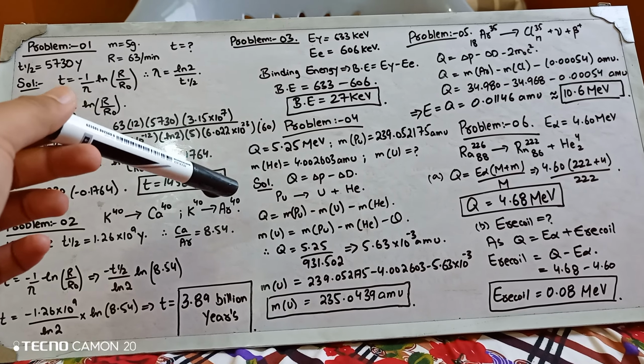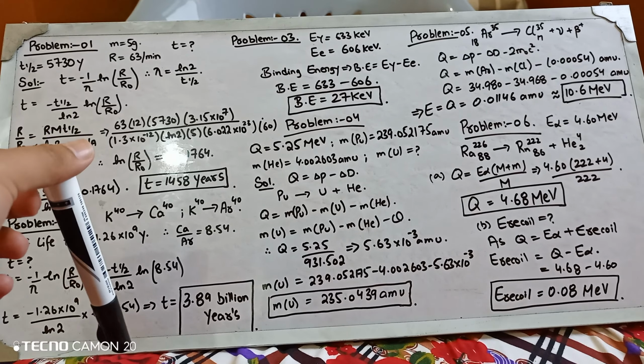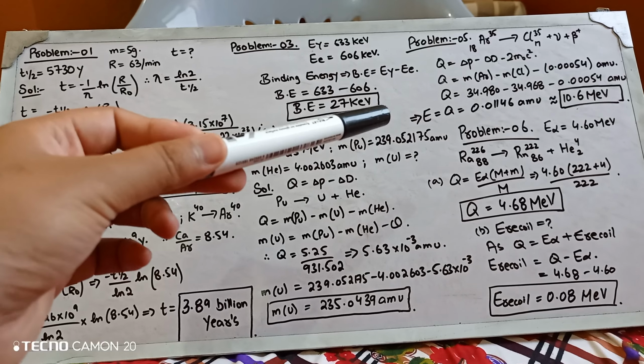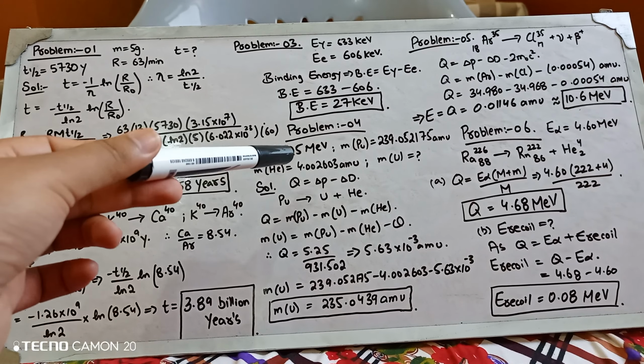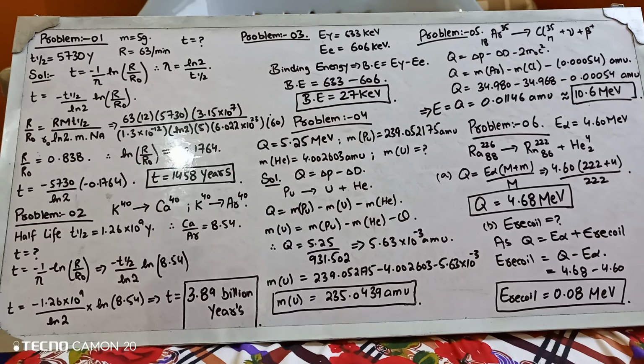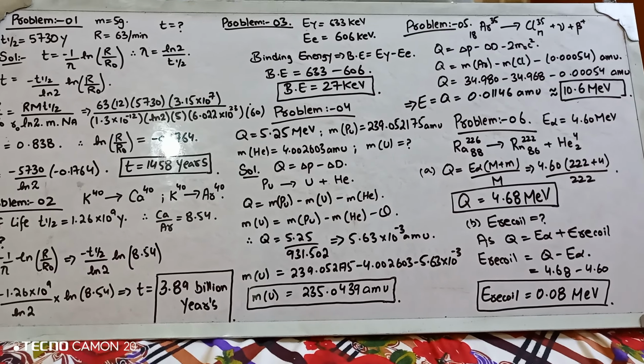Okay, and the masses of polonium and helium atom are also given in AMU. The mass of polonium is 239.05217 AMU, and the mass of helium in AMU is 4.002603 AMU. Okay, what you have to find is the mass of uranium atom in AMU.